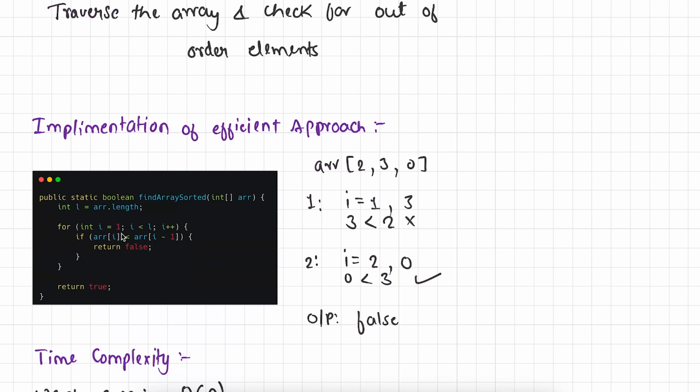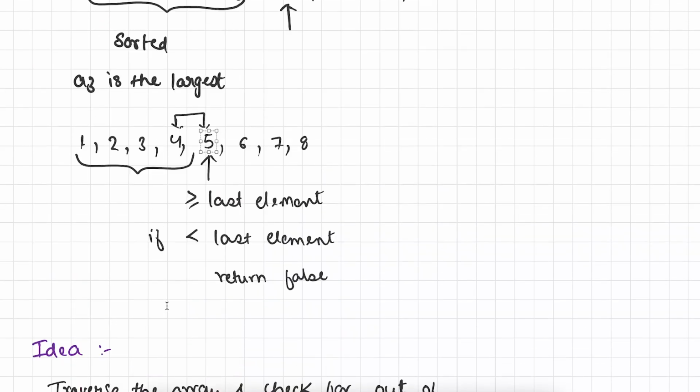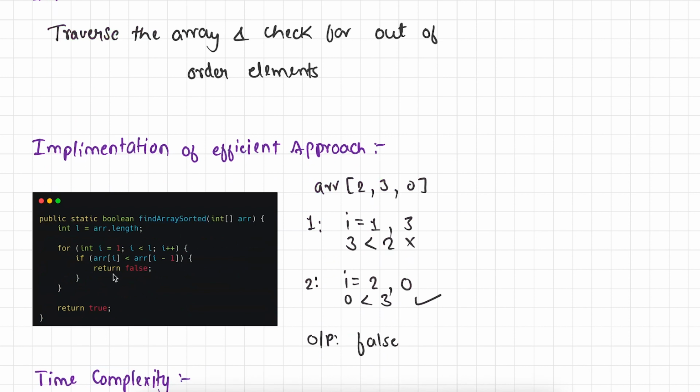Then we are running the loop from 1 to less than n. Inside this loop we are checking if ARR of I is less than or equal to ARR of I minus 1. So it means, let's say we have reached this element 5. So this is our ith element. We are checking if the 5 is less than or equal to the ith minus 1 element, which is 4. If we find that this element is smaller, then we simply return false.